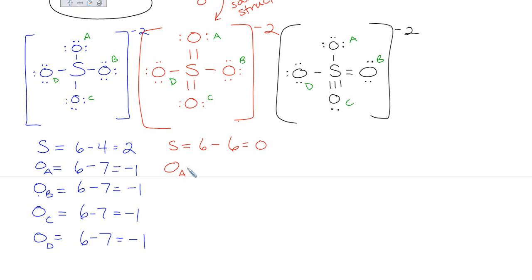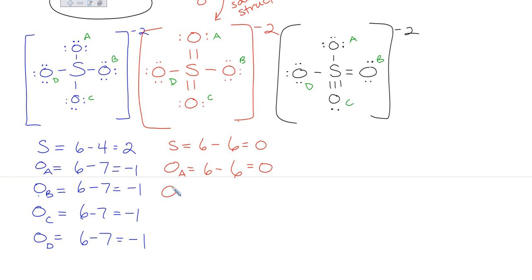Oxygen A. Oxygen normally has 6 valence electrons. We've assigned him 2, 4. There's 4 electrons in those lone pairs. And then that double bond gets split. 2 electrons to oxygen, 2 to sulfur for 6. Formal charge of 0. Ooh.